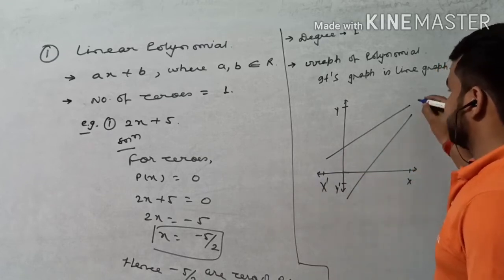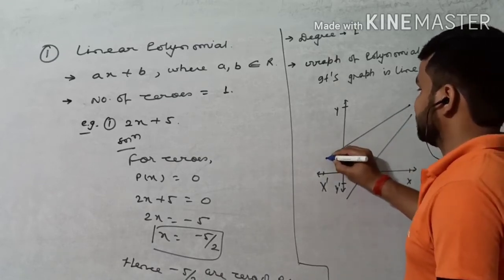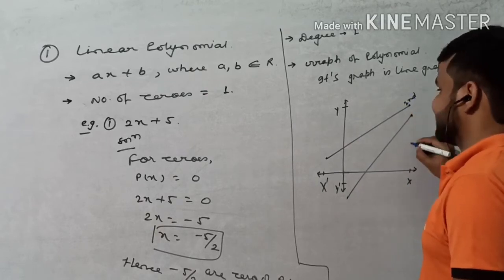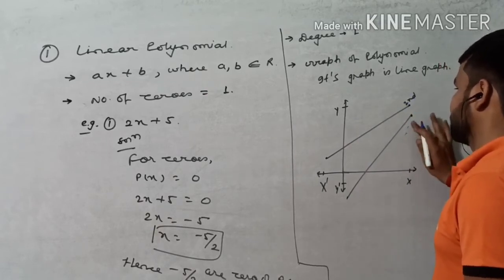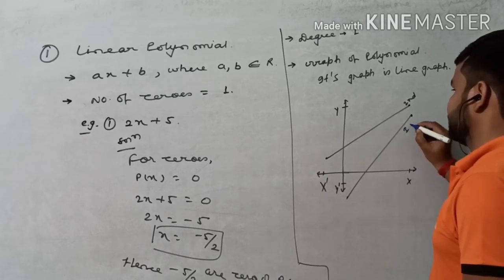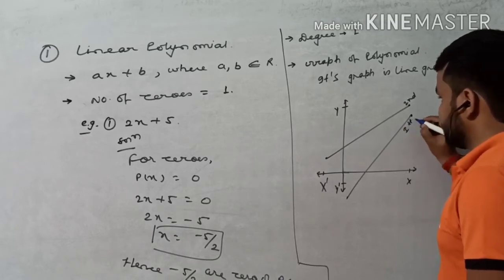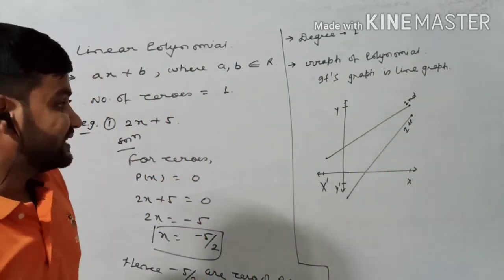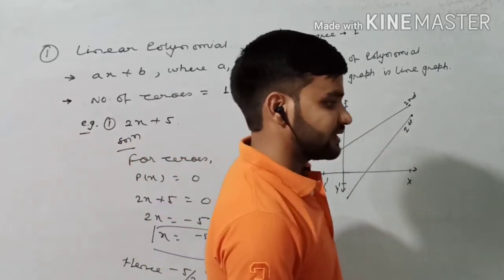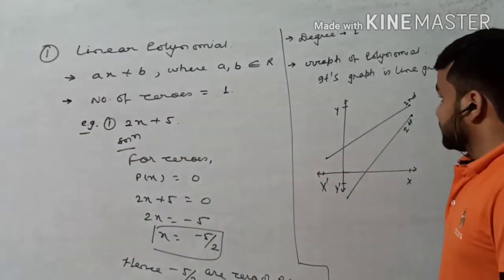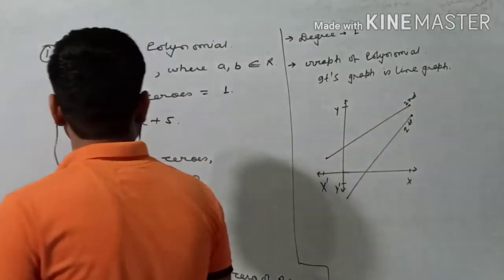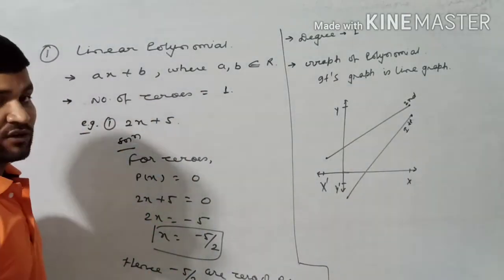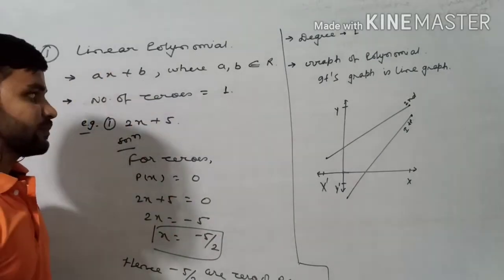This may be the first polynomial and second polynomial, but it is sure and certain that all linear polynomials are represented with the help of a line graph or linear graph. These are some important points for linear polynomials.